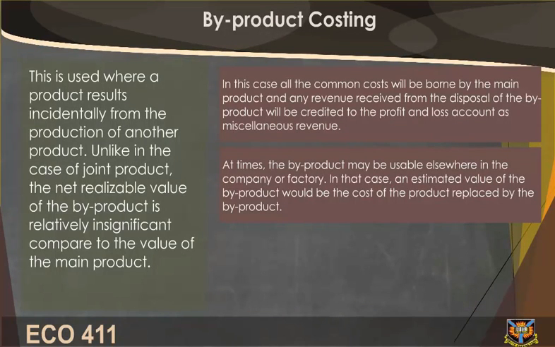Byproduct costing. This is used where a product results incidentally from the production of another product. Unlike in the case of joint products, the net realizable value of the byproduct is relatively insignificant compared to the value of the main product. In this case, all the common costs will be borne by the main product, and any revenue received from the disposal of the byproduct will be credited to the profit and loss account as miscellaneous revenue.